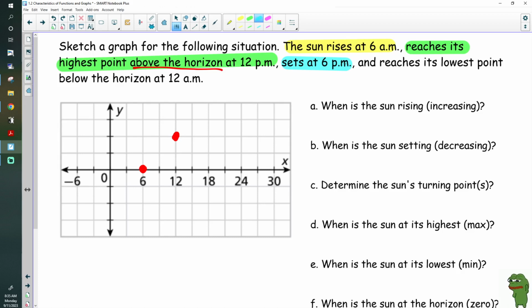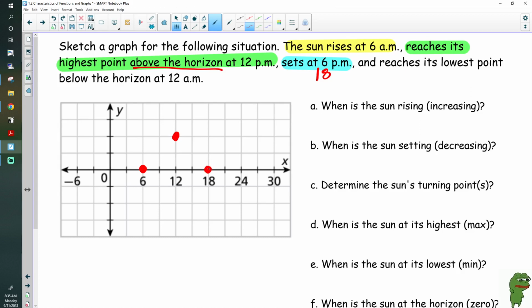Uh-oh, 6 p.m. My numbers are still going up. 18 is 6 p.m. What? Yep. So at 6 p.m., which is 18, where are we plotting the point? Relative up and down? Below? On it. It's 0, right?